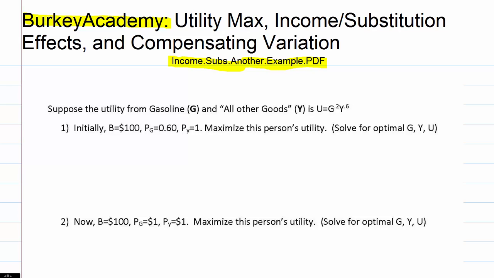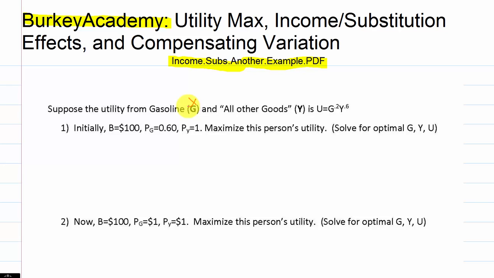So let's get going. I'm going to make this a quick example. I'm going to assume you know how to do this. This is just another example for you to practice. So let's suppose the utility from gasoline and all other goods. We're thinking about gasoline as the X variable here on the X-axis, and all other goods as the Y good on the Y-axis.